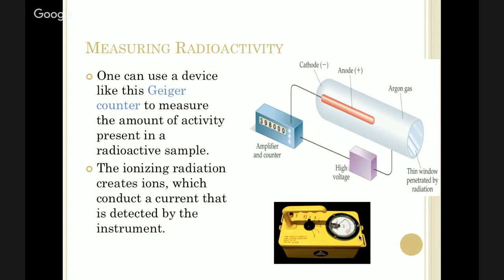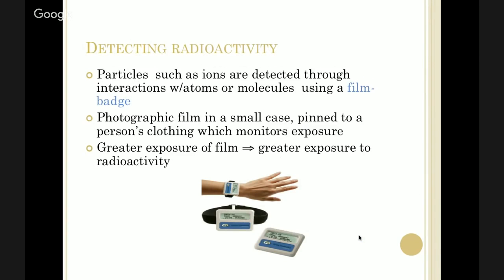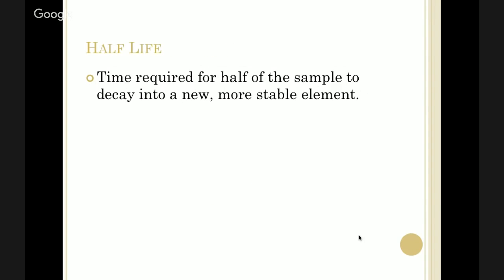You can use a Geiger counter to just basically go through and see if anything's radioactive, and it records how radioactive something might be. Particles such as ions are detected through film badges as well. It tells us if we have overexposure to any of these particles. Just some things that came up in old exams.